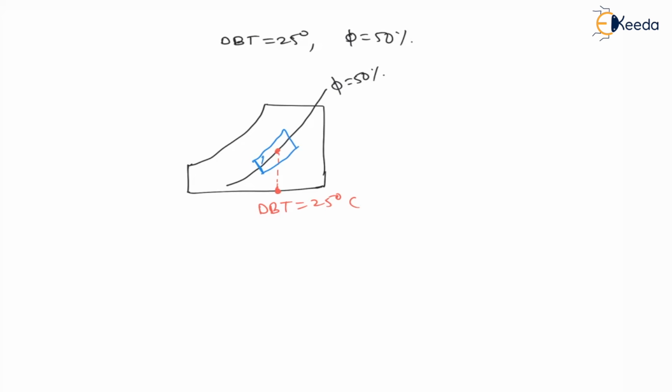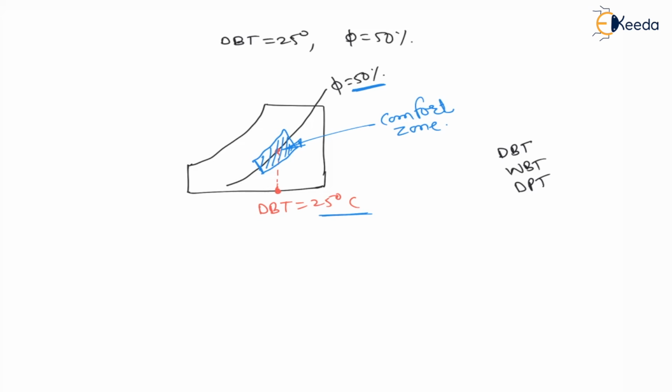Let us say this area surrounded by these two points, or dry bulb temperature of 25 degrees Celsius and relative humidity of 50%, gives maximum comfort for the human being. Therefore, this is called the human comfort zone. And one more thing, always in competitive exams they will ask you comparison of dry bulb temperature, wet bulb temperature, and dew point temperature. For these three temperatures they always ask comparison. So let us compare them.